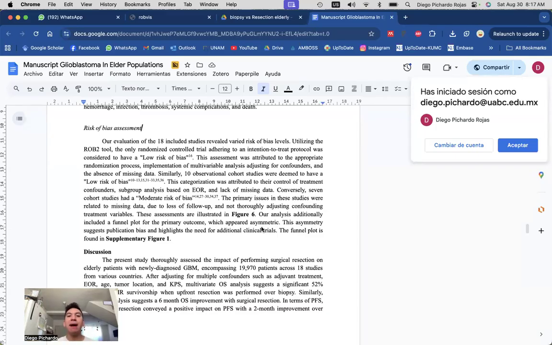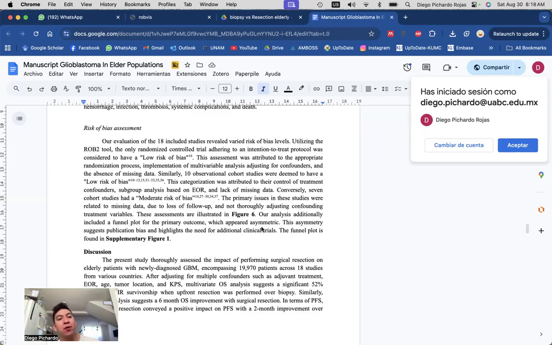So what is the risk of bias? The risk of bias is basically you review the studies that you're going to include in your own meta-analysis or systematic review, and you see, all right, in my own review, I'm gonna criticize the studies that I utilized in my review, based on different factors that are to be analyzed both in cohorts and in randomized control trials.